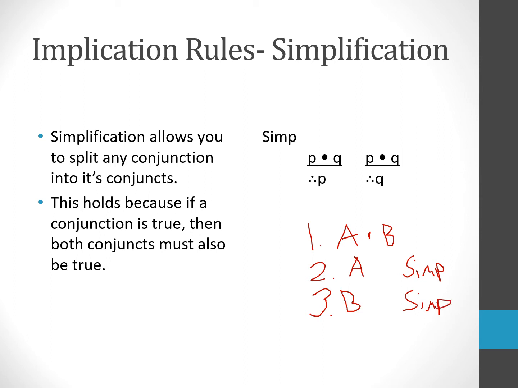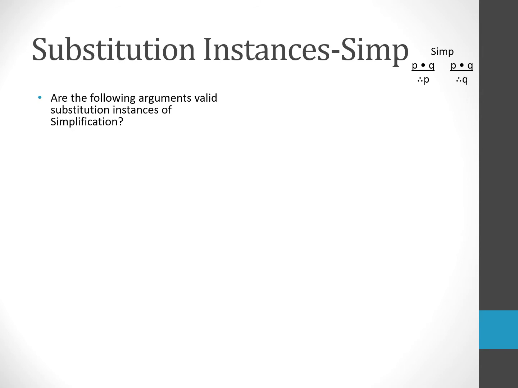So, when you're doing a proof, what you want to do with that is completely up to you, whether you want to pull down one or the other or both. But in my opinion, I think it's usually good practice to use simplification to pull down both whenever you see a conjunction. Whenever you have a conjunction on one line, go ahead and simplify it, because usually it'll give you a lot of tools to work with, even if one of those tools doesn't end up being the most useful. So yeah, that's simplification. If you have a conjunction, you can split it up. That's all it says. So we'll go through some substitution instances of simplification.